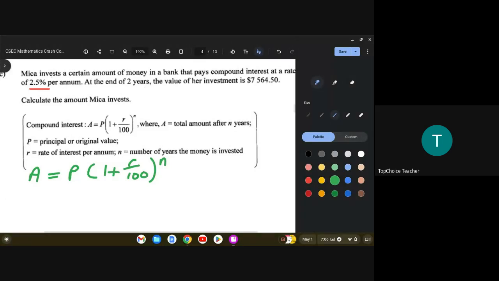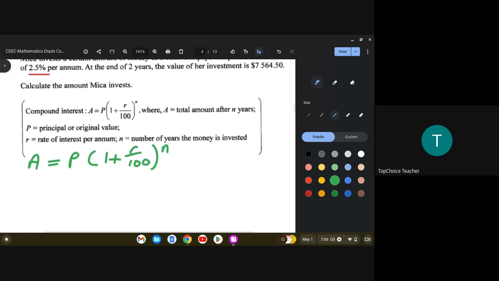So what is the rate based on this information? Which one is the rate? 2.5 per annum. So that is the rate. Very good. And at the end of the 2 years, so 2 years would be the N, which is the number of years the money was invested. So they gave us stuff, we just need to plug it in and solve.